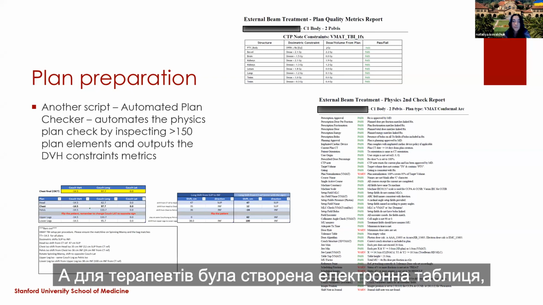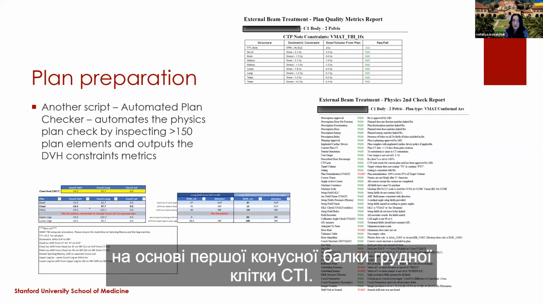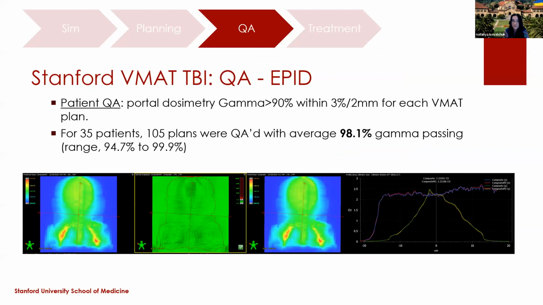And for therapist guidance, a spreadsheet was set up, as you could see, created in ARIA documents to propagate couch longitudinal values based on the first chest cone beam CT ISO. So longitudinal positions of the couch have to be preserved.